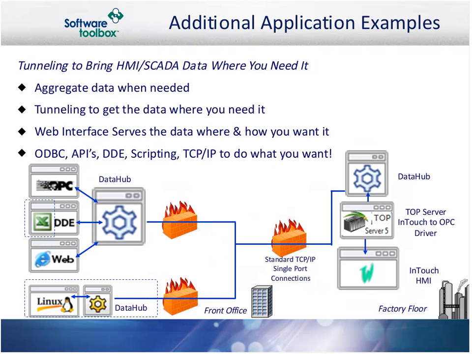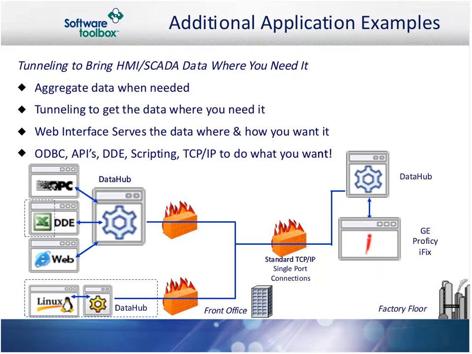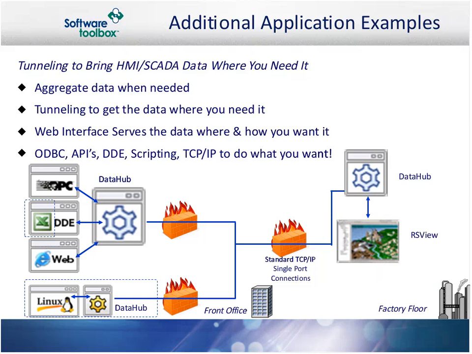And here we have aggregation tunneling can really expand your integration possibilities. So this slide shows the top server InTouch client driver reading from InTouch. Data Hub then tunnels this over a corporate network through firewalls. And you can do the same type of thing with HMIs like GE, or you can do this kind of thing with RSView by reading them as OPC servers.